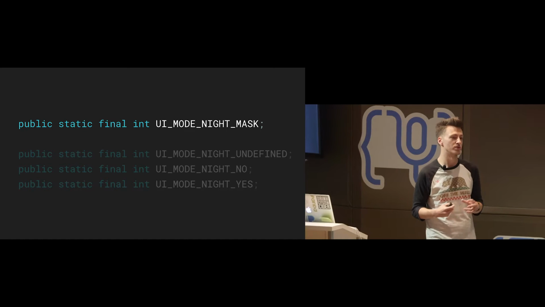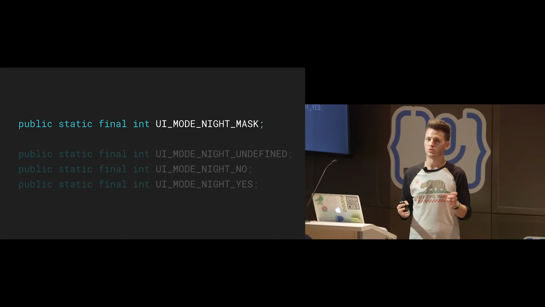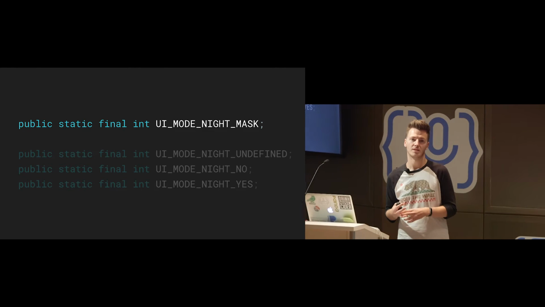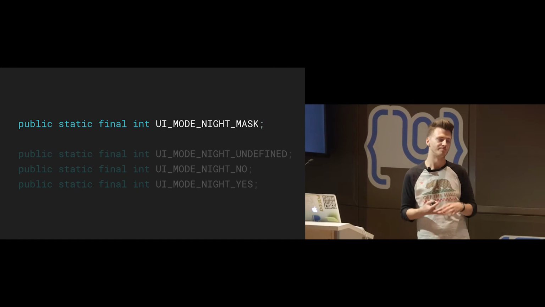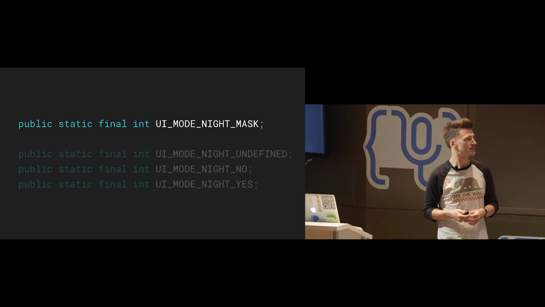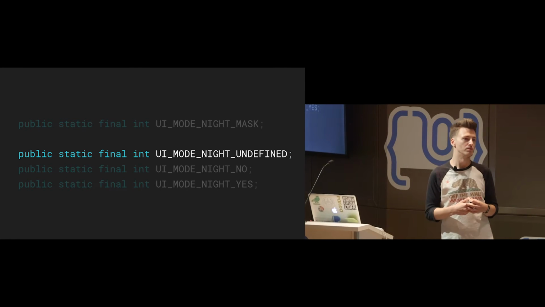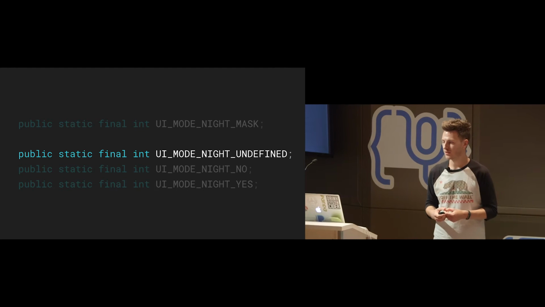So UI mode controls a number of different things. Night mode is just one of them. To actually set or get the value, you have to use this mask value, and that will give you the actual int. Once you've got that, it is set to one of three options. The first one being undefined, and that is the default, which I'm guessing all your phones are running right now.